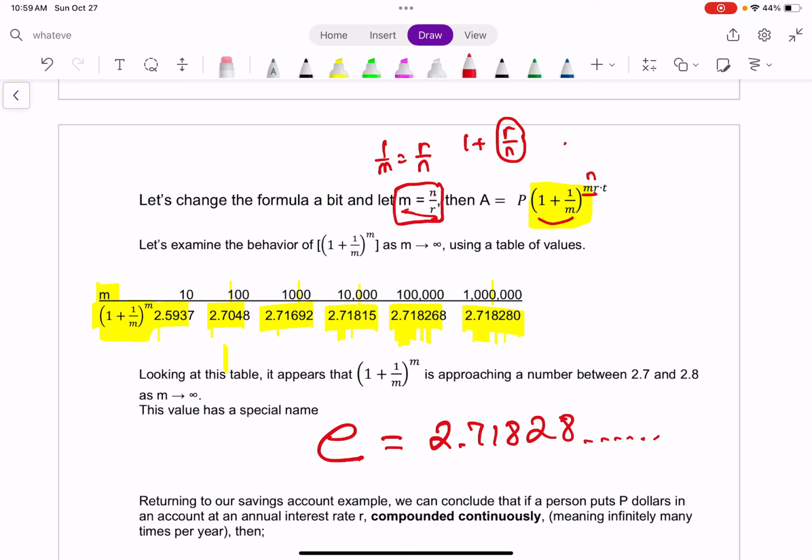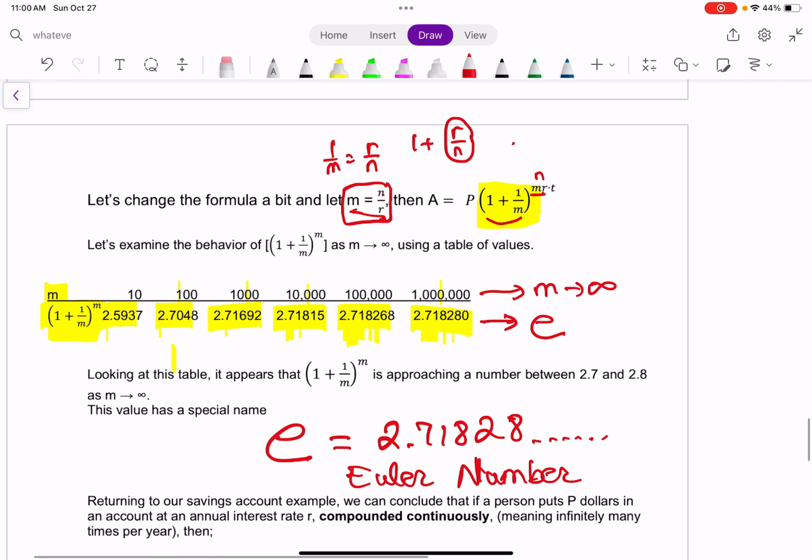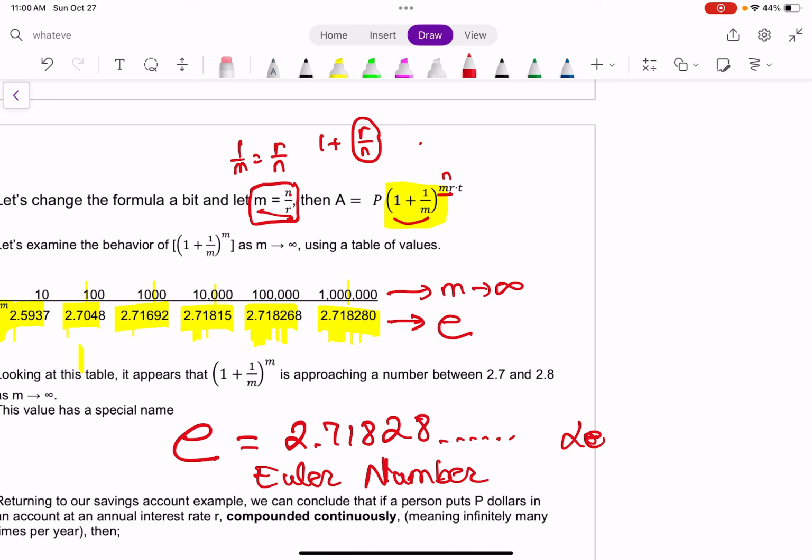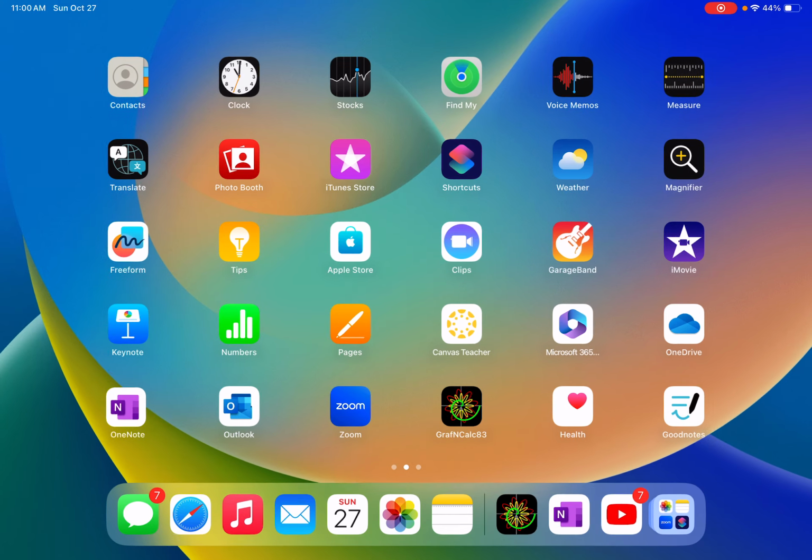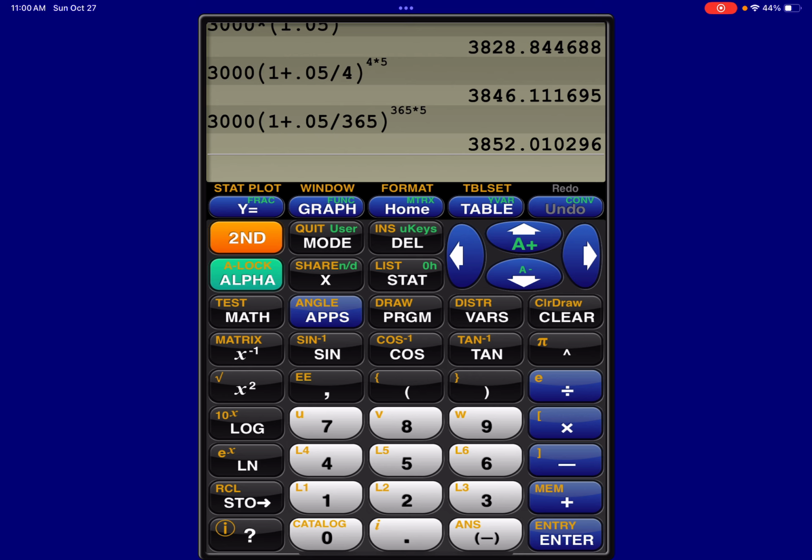So more and more as we let m get closer and closer to infinity, so infinitely large, these values get closer and closer to the number e. And we call that number the Euler number for the guy who discovered it, which is Leonhard Euler, a Swiss mathematician. Okay, so let me show you our calculator. Do you see somewhere here an e value?